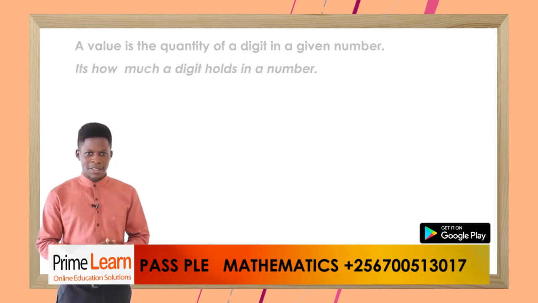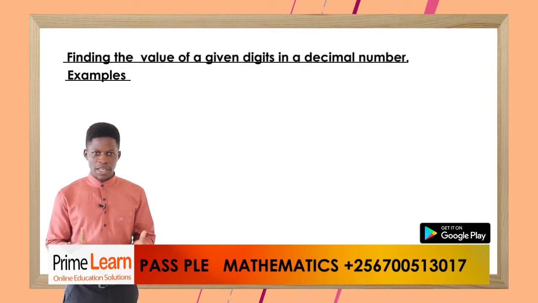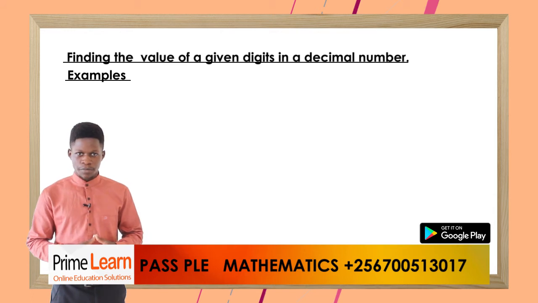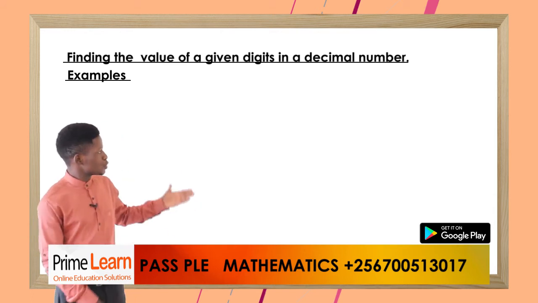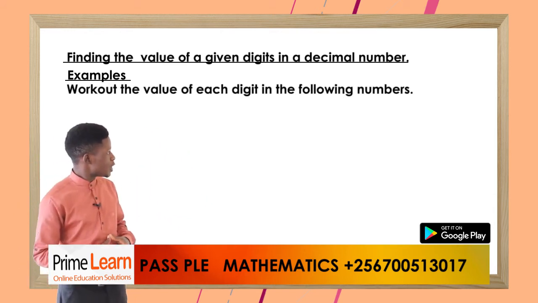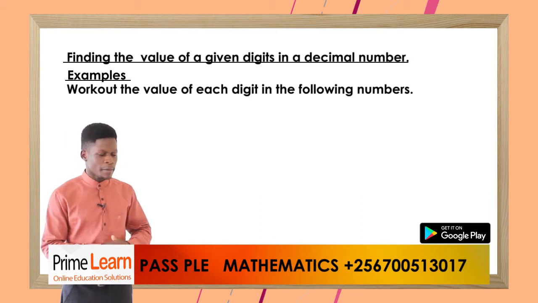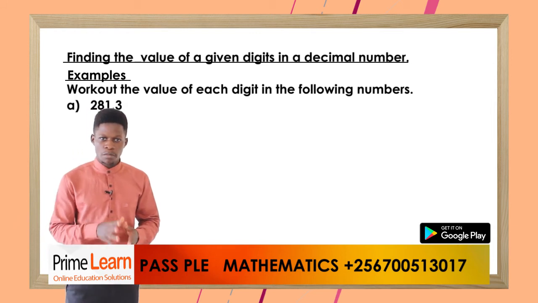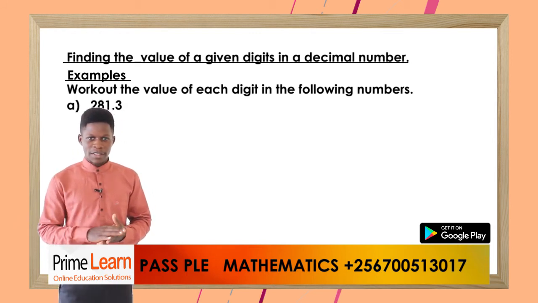Let's look at our first example about finding the value of any given digit in a decimal number. Work out the value of each digit in the following numbers. And the first number given is 281.3.